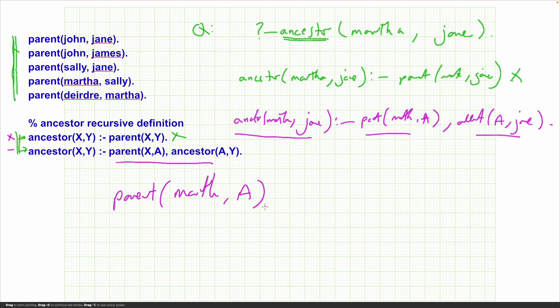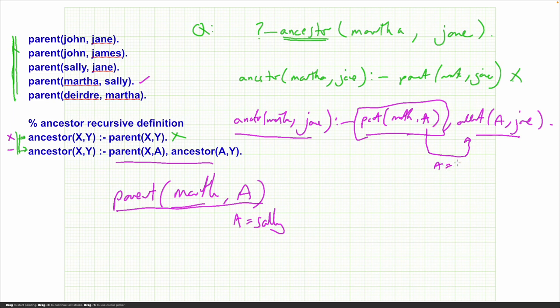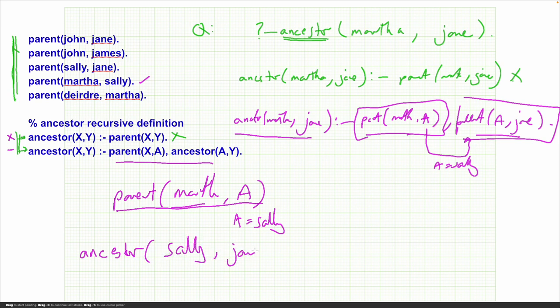Is that true? How can it be true? There's a variable there. Well, it can be true if it matches this one, Martha Sally. So A equals Sally will make this first part true. And now we need to carry that forward, A equals Sally, to see if this is true. Ancestor Sally Jane. So this query is ancestor Sally Jane. Is that true?